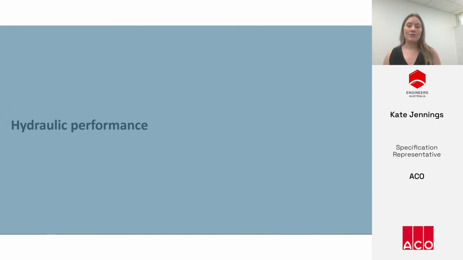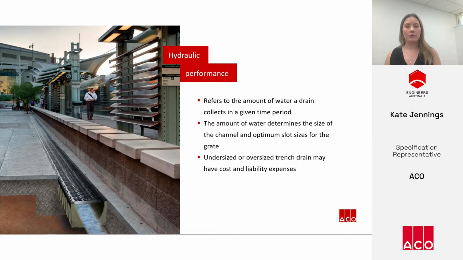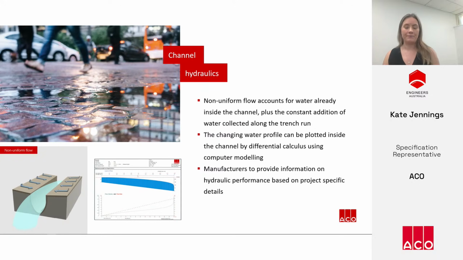Wherever the drain is going, whether it's on a road, light rail, or a shared space, absolutely critical is selecting a drainage system that's going to work, whether it's going to do what it needs to do. The hydraulic performance of both trench drain and grate is really important. Now, the hydraulic performance refers to the amount of water a drain can collect in a given period of time, and that drives the product selection not only for the channel but also for the grate. An undersized drainage system can impact safety and cause property damage if the flows are not captured, but conversely, an oversized system just adds unnecessary cost into a project. So it's important that we get this right.